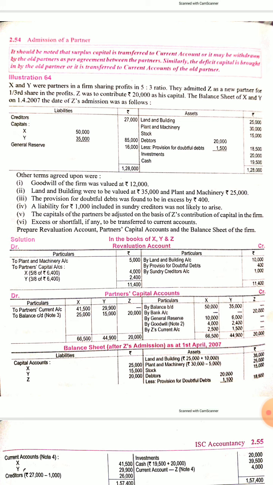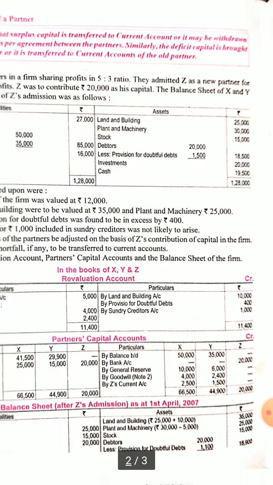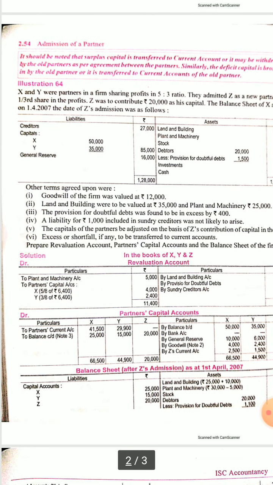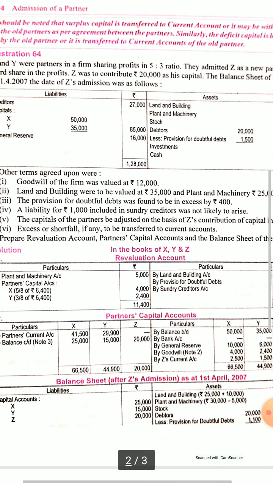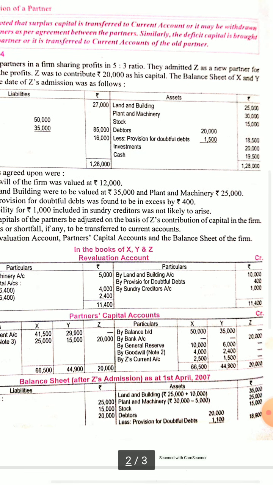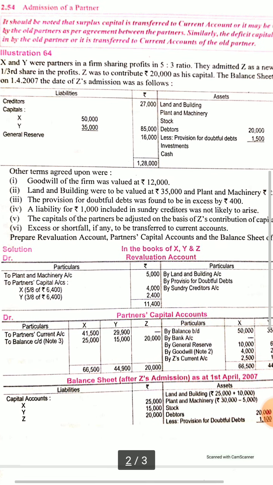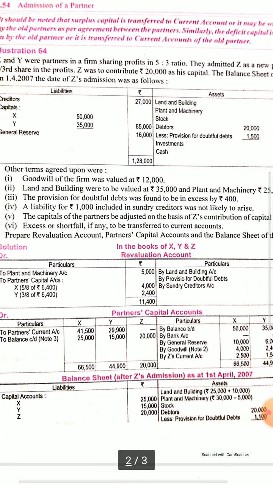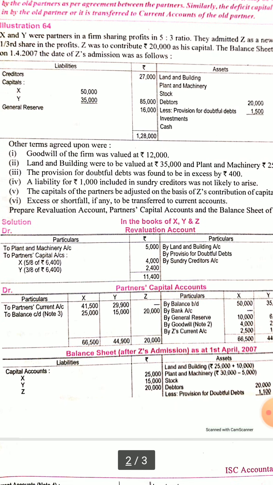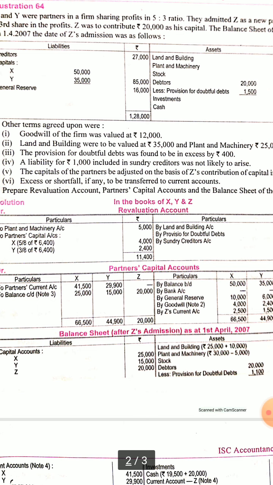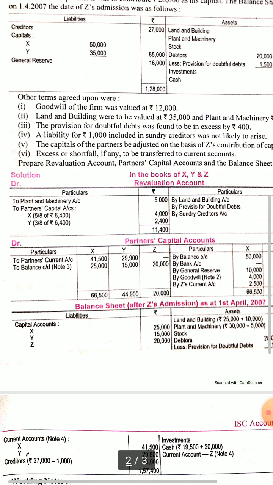You can see all the assets have been mentioned here, and then the other adjustments: goodwill of the firm was valued at 12,000, land and building were to be valued at 35,000, and plant and machinery at 25,000. So some appreciation and depreciations are there. Liability was supposed to be notarized, so it will be deducted, and it is written here that excess or shortfall may be transferred to current account. Let's see the solution.